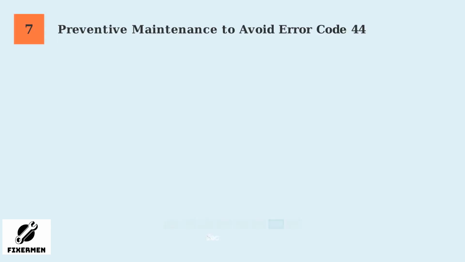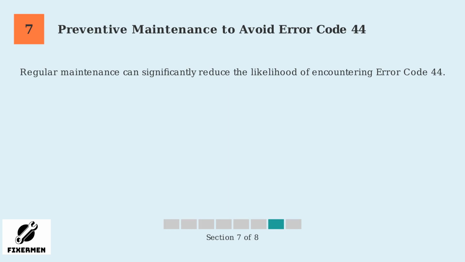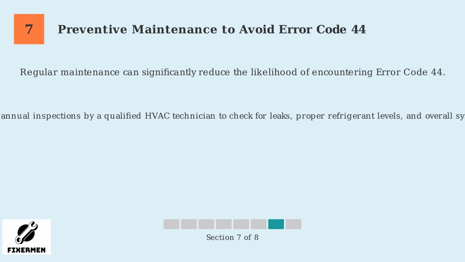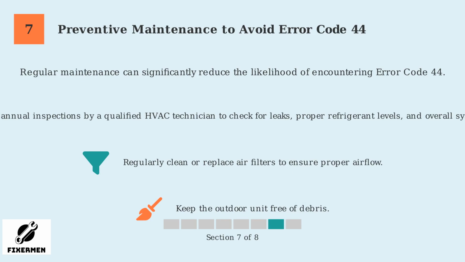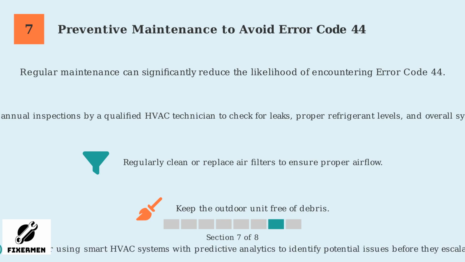Regular maintenance can significantly reduce the likelihood of encountering Error Code 44. Schedule annual inspections by a qualified HVAC technician to check for leaks, proper refrigerant levels, and overall system performance. Regularly clean or replace air filters to ensure proper airflow. Keep the outdoor unit free of debris. Consider using smart HVAC systems with predictive analytics to identify potential issues before they escalate. Preventive coil cleaning can prevent many leaks caused by corrosion.